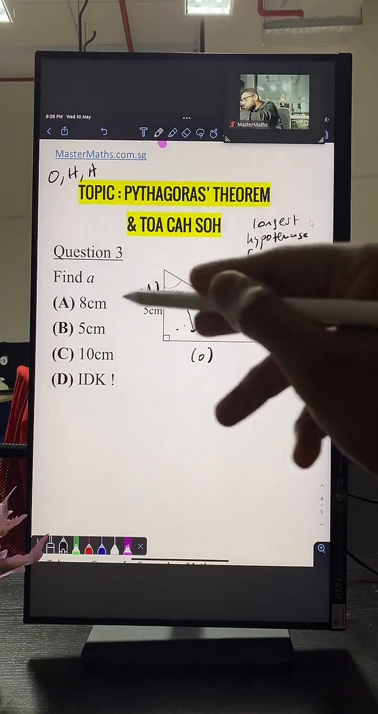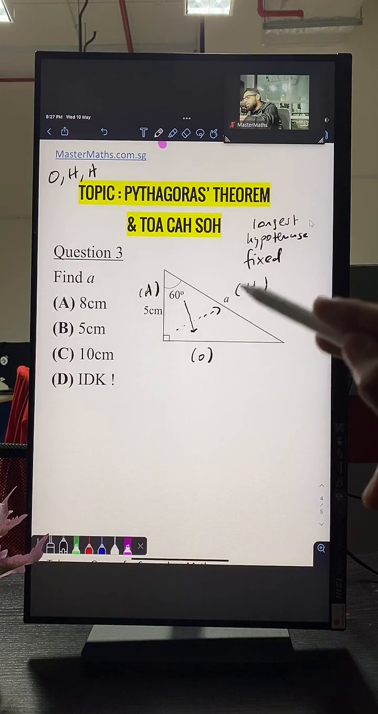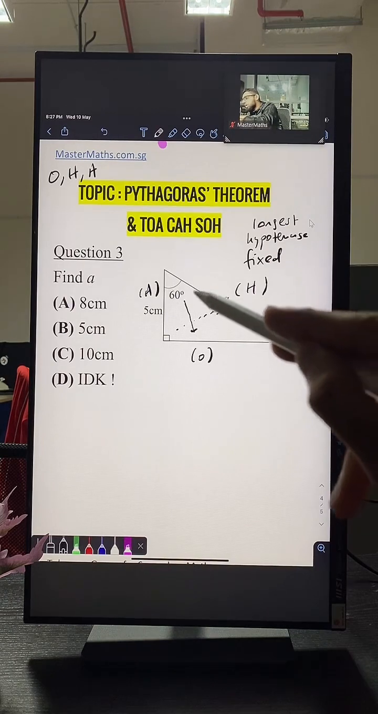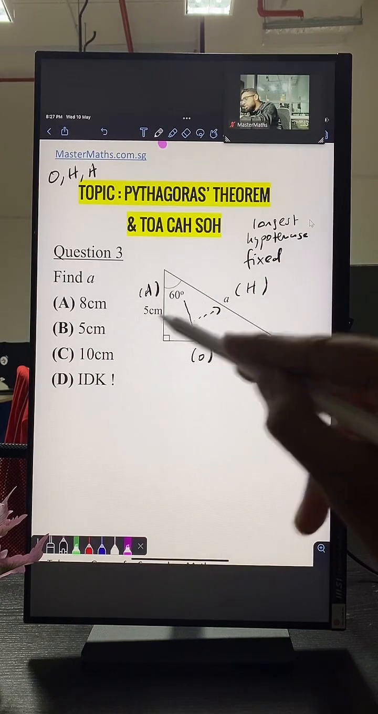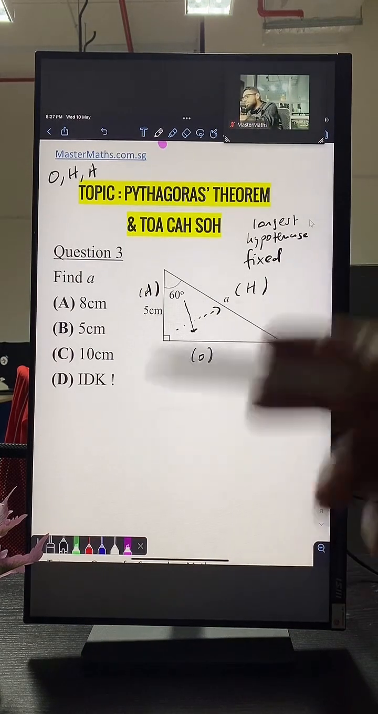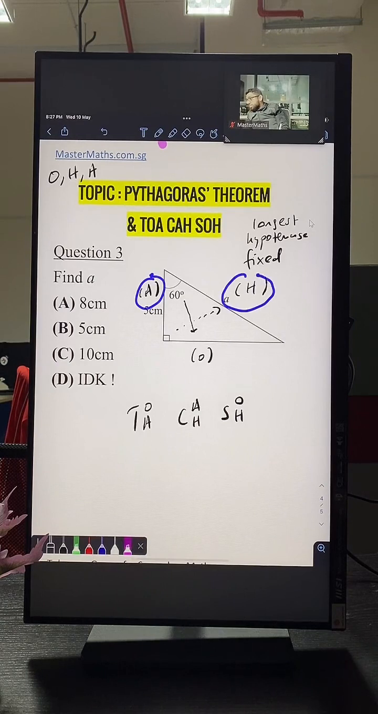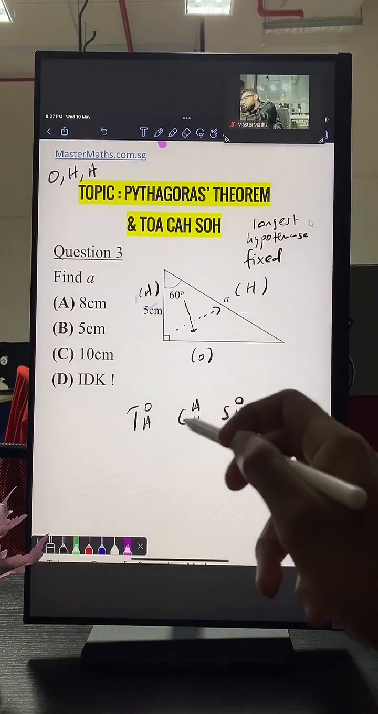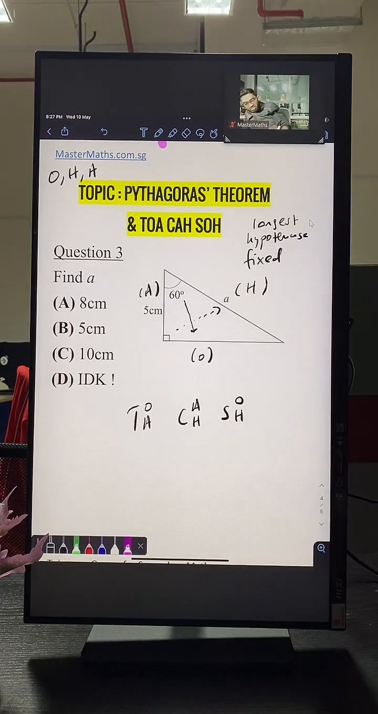Now in this question, you're supposed to find A. What's A? A is the hypotenuse, and you are also given the adjacent length. You are given the adjacent, you want to find the hypotenuse. Let us see what do we use, guys. TOA, CAH, and SOH. Adjacent you have, hypotenuse you want to find. Guys, let me know inside the chat box, which one do I use? TOA, CAH or SOH?